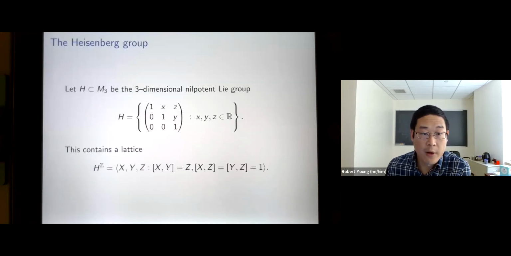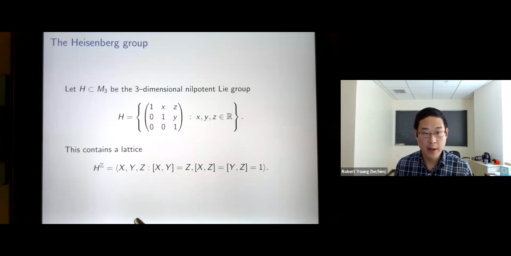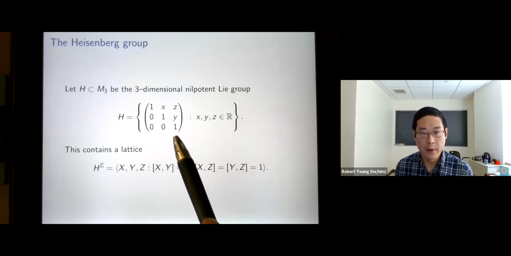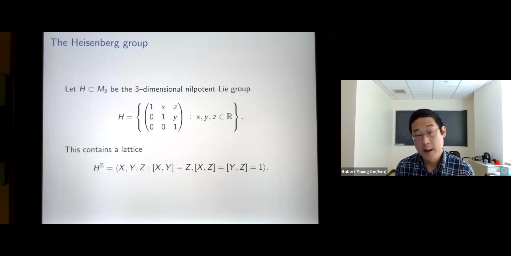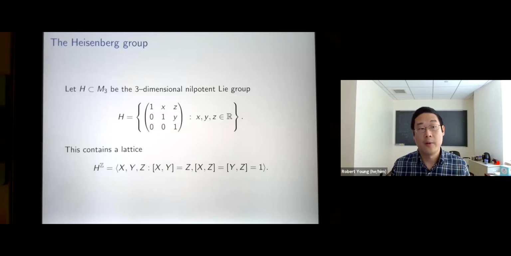And inside that group, you can construct a lattice, the integer Heisenberg group, which is the group of integer 3 by 3 matrices with this structure. That's generated by elementary matrices X, Y, and Z, such that the commutator of X and Y is Z, and X and Z commute, and Y and Z commute. And so that's the group theory of the Heisenberg group. That's the algebraic structure of the Heisenberg group.